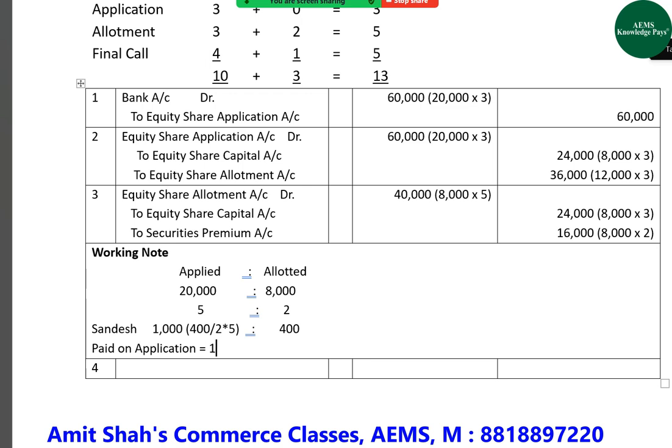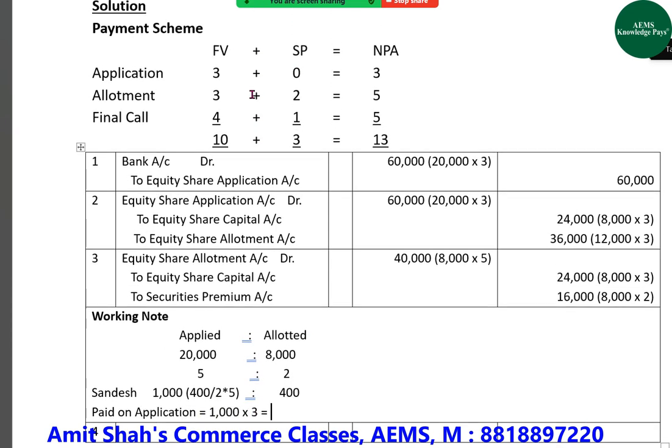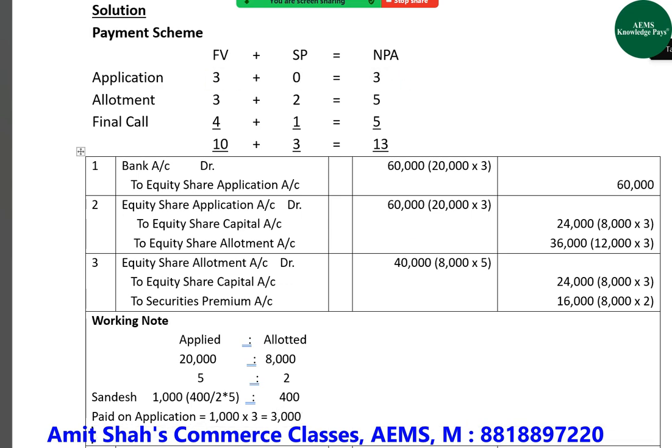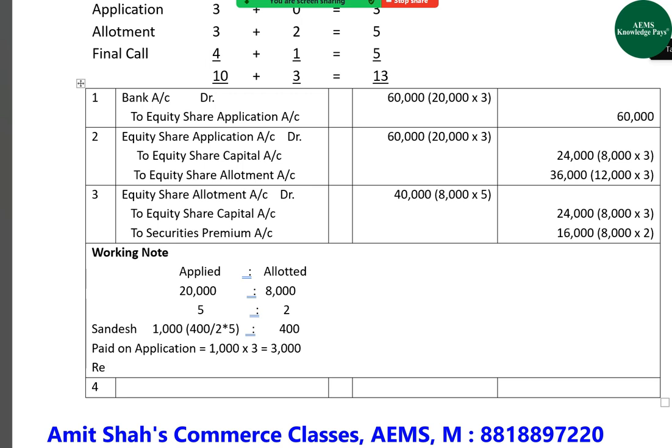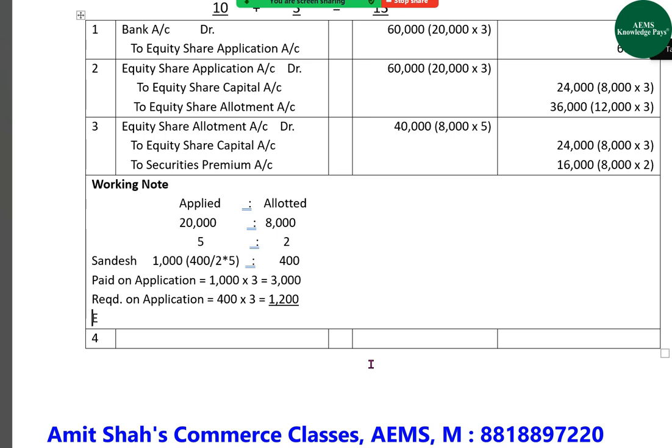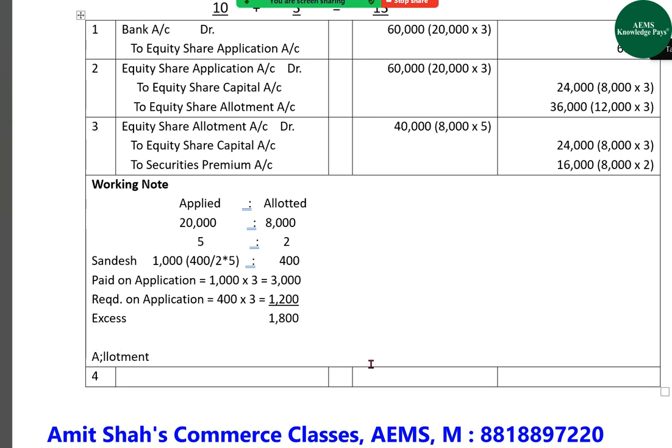So how much he paid on application: on 1000 shares that he applied for, at the rate asked by the company on application, that is rupees 3 per share, that is 3000 he paid on application. But what the company requires from him on application is based on the number of shares allotted to him, that is 400 into 3, which means 1200. So the excess amount the company has of Sandesh with it is 1800. This excess would be used by the company in allotment.